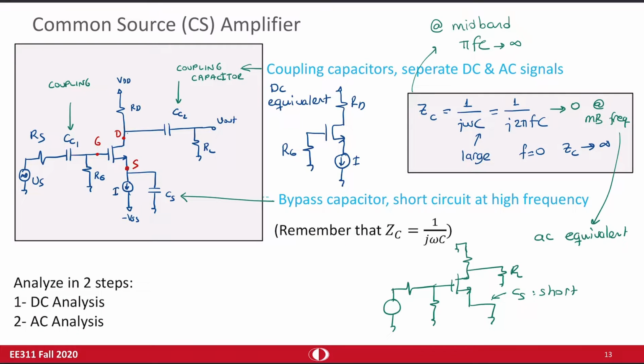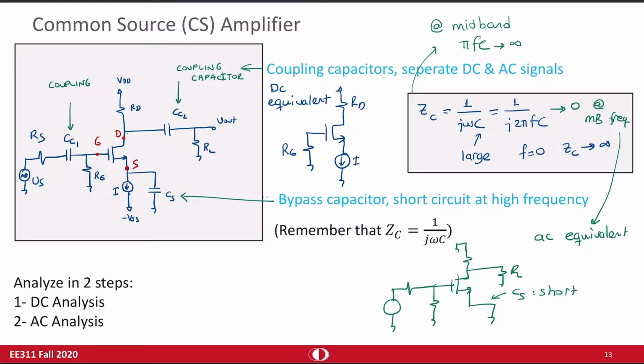But when you're operating at AC, at high frequencies, this thing behaves like a short circuit, and the input signal is transferred to the gate. So it's like a filter. At DC, AC sources are not going to affect your system. At AC, DC sources will not affect your system. So you separate these two components from each other very clearly.